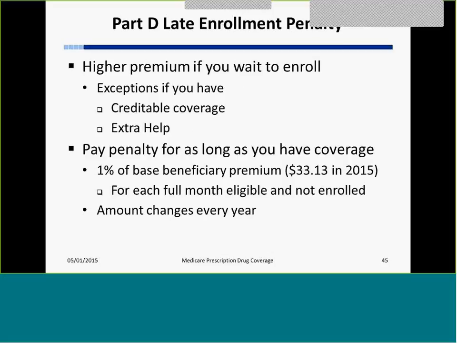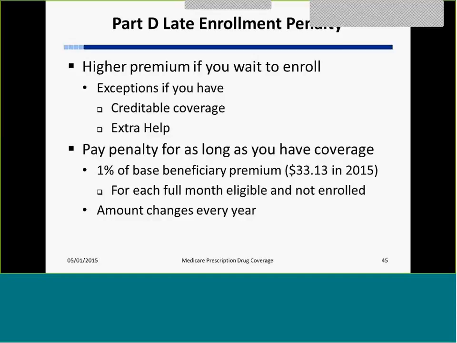Part D enrollment penalty: a higher premium for people who do not have credible coverage and do not have extra help. When they have an enrollment period, generally at the annual enrollment, they pay a penalty for as long as they are in a Part D plan. It's 1% of the base beneficiary premium, a benchmark set by CMS every year. So the $30.13 is based on the benchmark, and it's 1% for each full month eligible and not enrolled, and the amount changes every year.